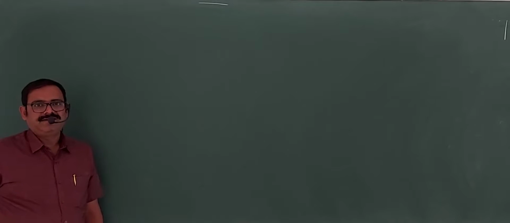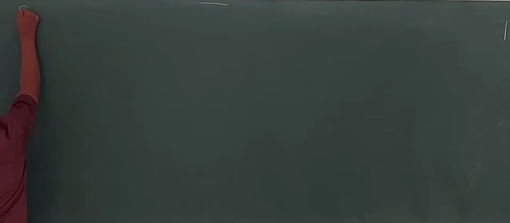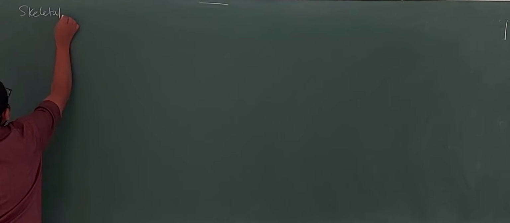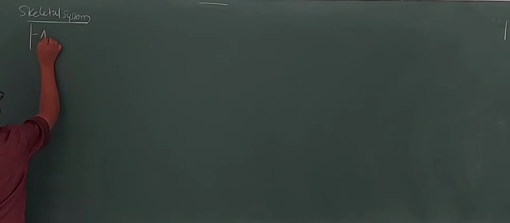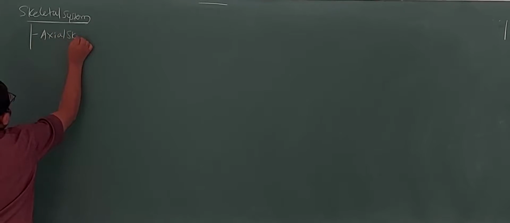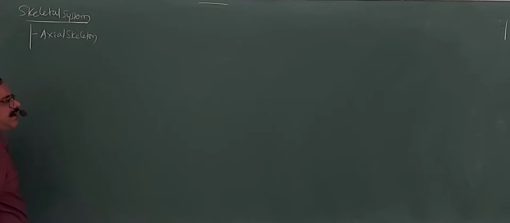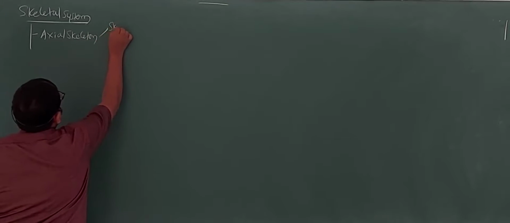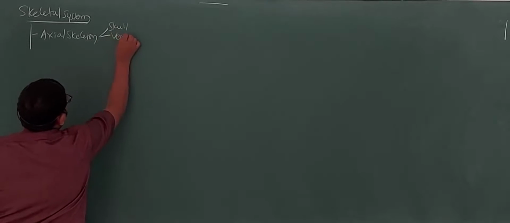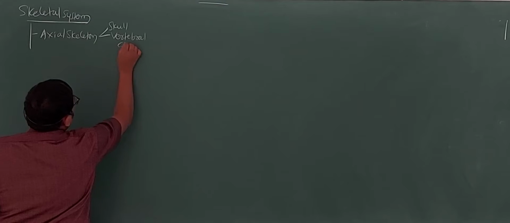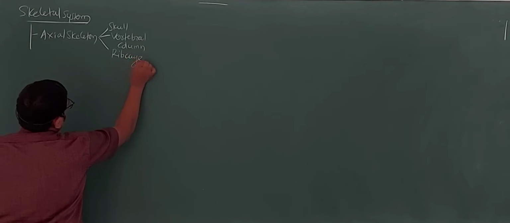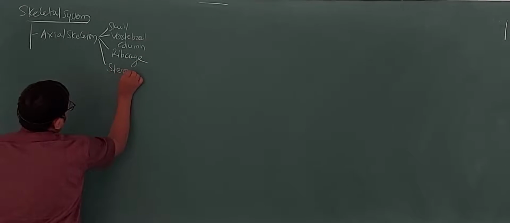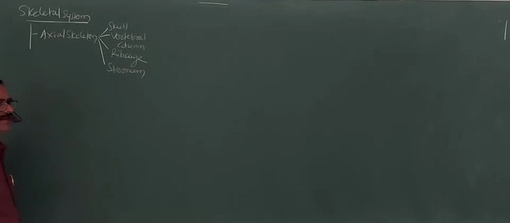Now we will discuss the remaining concept of the chapter Locomotion and Movement. Earlier we were discussing the skeletal system, which includes two major components. The axial skeleton mainly comprises the skull, vertebral column, rib cage, and even the sternum. This we have studied in our earlier class.